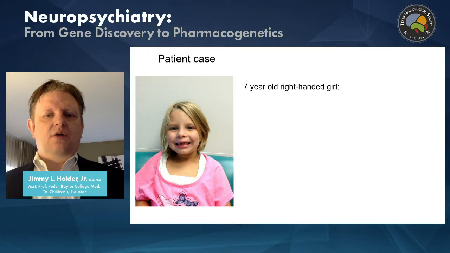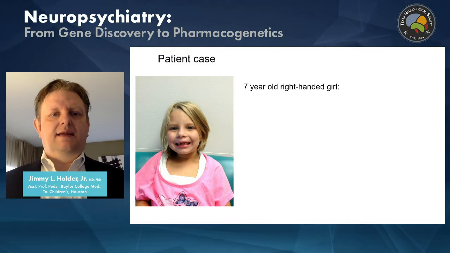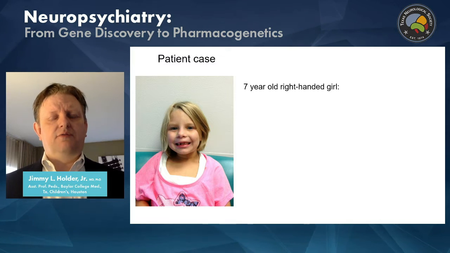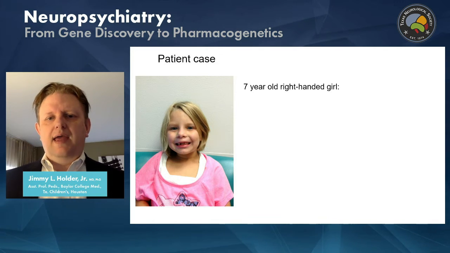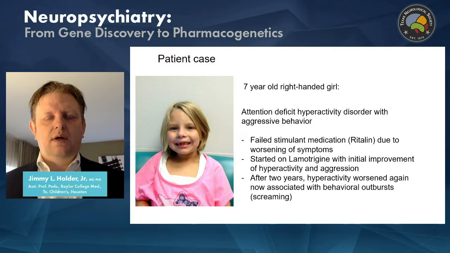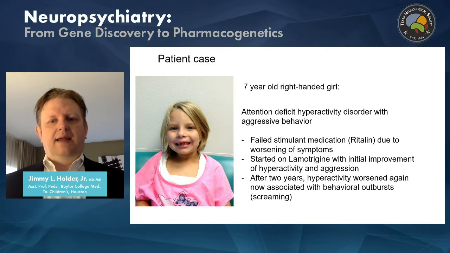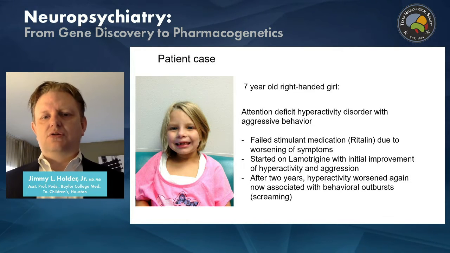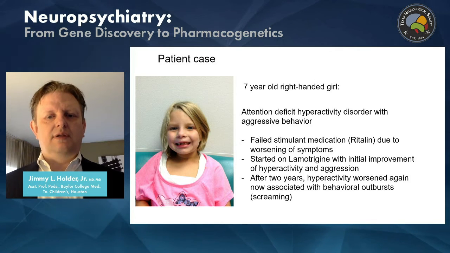So I'm going to start with a case study. This is a 7-year-old right-handed little girl who I first saw a number of years ago, who came to me with a diagnosis of attention deficit hyperactivity disorder, but really pretty severe ADHD and somewhat atypical in that she had other behavioral issues, including aggressive behavior towards her mother and towards other children.